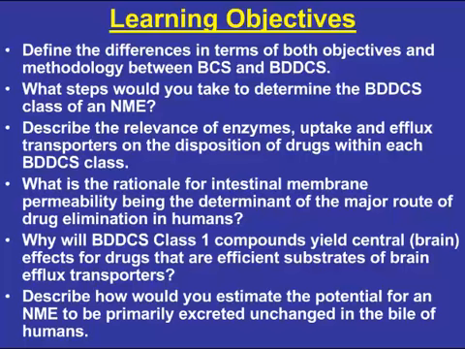What is the rationale for intestinal membrane permeability being the determinant of a major route of drug elimination in humans, which when you first encounter this question seems really strange that intestinal membrane permeability would tell you about metabolism. Why will BDDCS Class 1 compounds yield central or brain effects for drugs that are efficient substrates of brain efflux transporters? And describe how would you estimate the potential for a new molecular entity to be primarily excreted unchanged in the bile of humans?